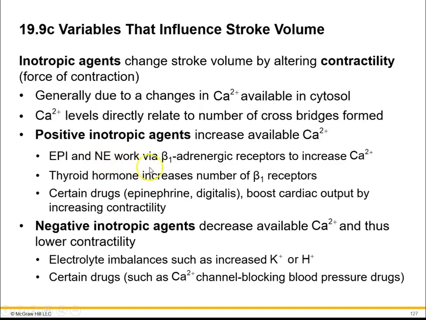Epinephrine and norepinephrine work via beta-1 adrenergic receptors to increase calcium. Remember, thyroid hormone works by increasing the number of those beta-1 adrenergic receptors. And some drugs, such as epinephrine itself, but also digitalis, boost cardiac output by increasing contractility. Negative inotropic agents decrease the available calcium and thus lower contractility. Negative inotropic agents could be things like imbalances such as increased potassium or hydrogen ions, and certain drugs such as calcium channel blockers.